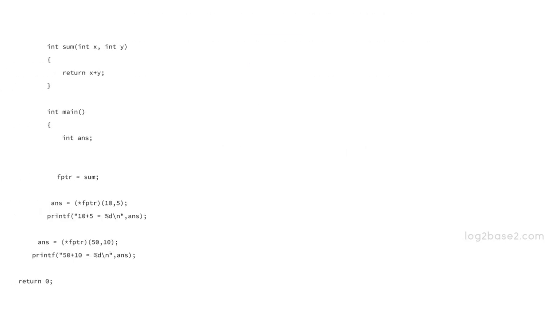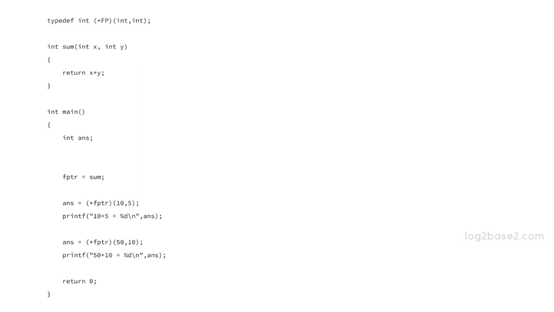Now see an example. Here, we are going to create a function pointer for the sum function. The return type of the sum function is int. So write typedef int followed by the pointer name, and the sum function takes two integer arguments. So write int, int within parentheses followed by a semicolon.